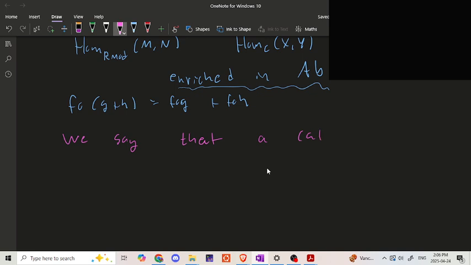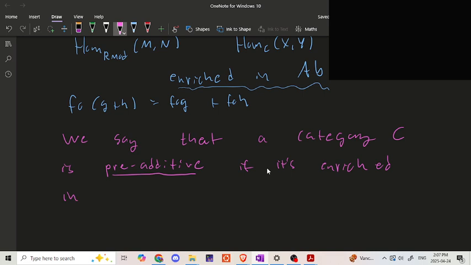a category C is pre-additive if it's enriched in abelian groups. There's two different ways of saying the same thing, right? And so the less fancy version of that is just saying all of our Hom sets have the structure of an abelian group, and that structure is compatible with compositions of morphisms.